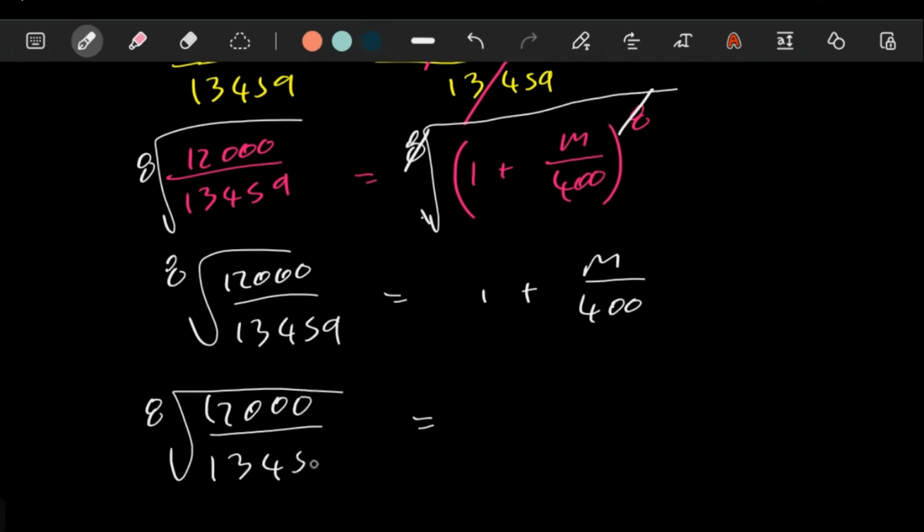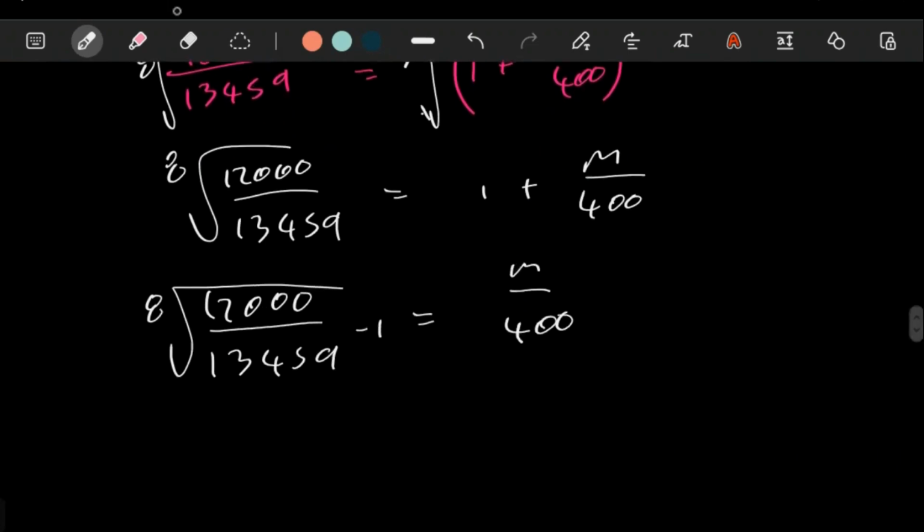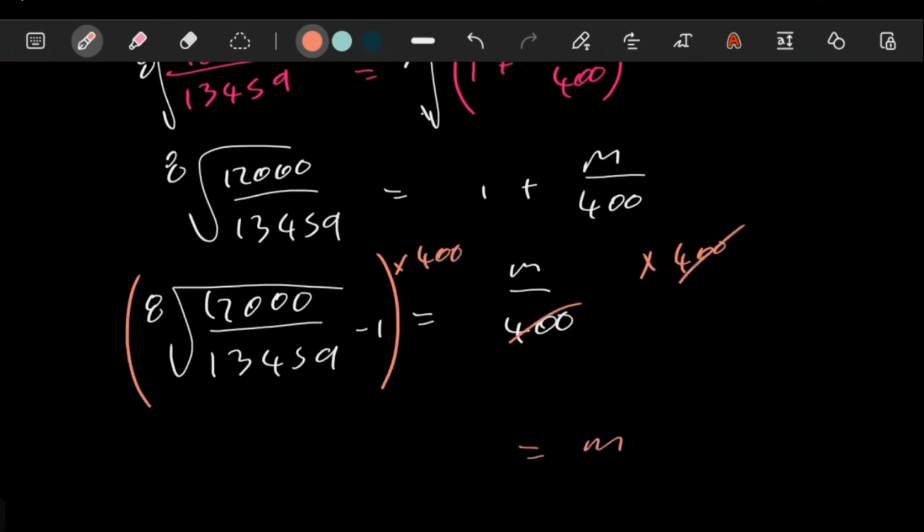Let's see here, the fraction minus 1. And then obviously to get rid of the 400, we have to multiply by 400 on both sides, the whole thing here times 400. So what you're going to get is your value of m. Let's see in the calculator. It's going to be big bracket, shift square root symbol. We have an 8 over there. In our fraction, we have 12,000, 13,459. And then we have minus 1, and the whole thing here times 400.